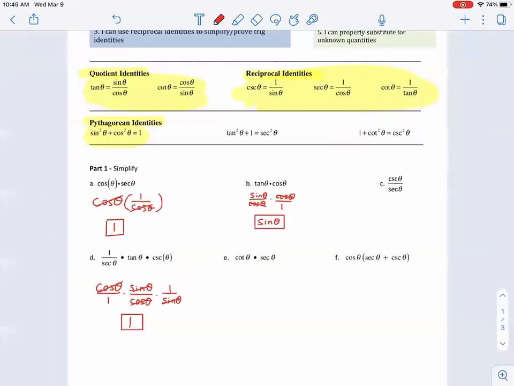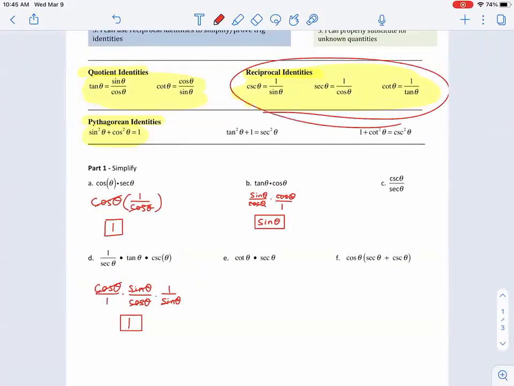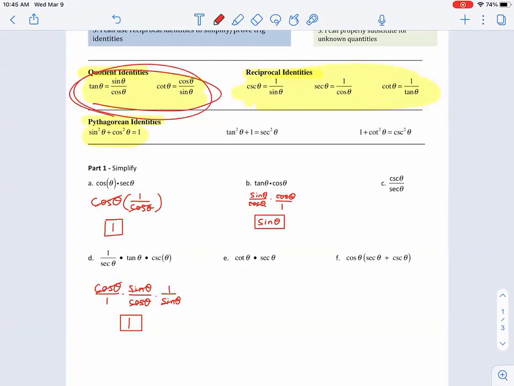So again, I think you can see we need to be pretty fluid with these reciprocals here, okay? And we need to be pretty fluid with knowing tangent, and if you know cotangent is tangent flipped over. So would you guys try C and E, and we'll go over those together in just a second.